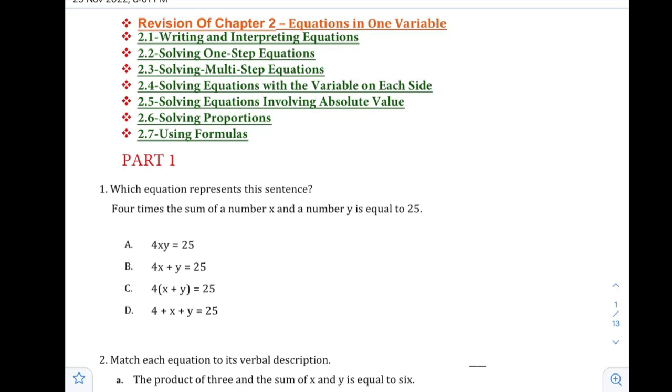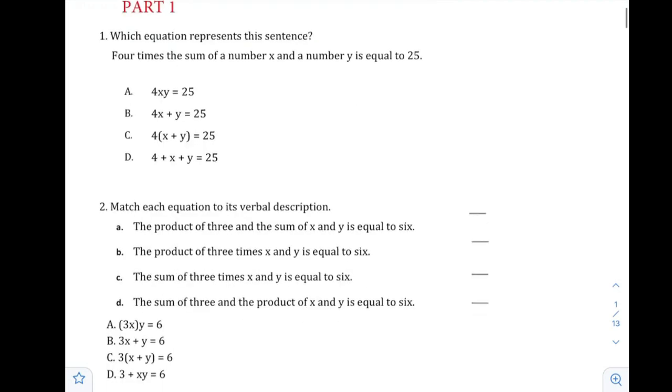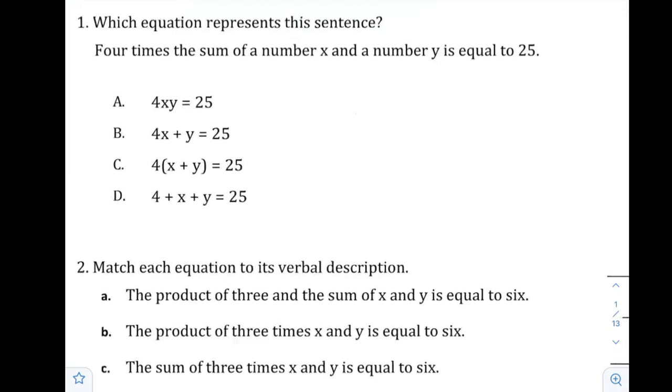Let's start solving. Which equation represents this sentence? 4 times the sum. So I will open the bracket. When you have the sum, the difference, the quotient, it's better to include it in the bracket. So you will have to add what and what? A number x, and a number y. It is equal to 25. So definitely the answer will be C.